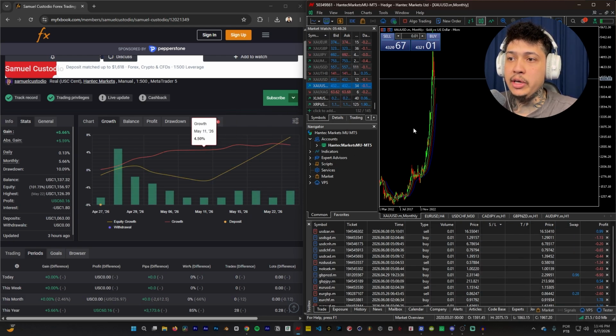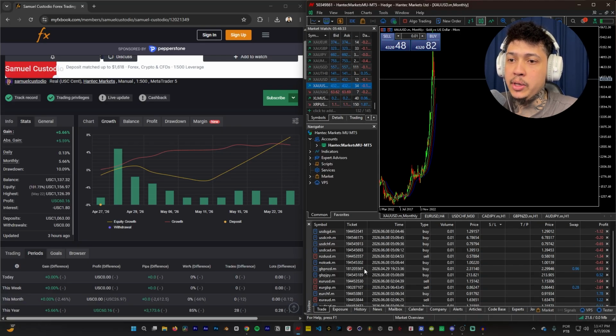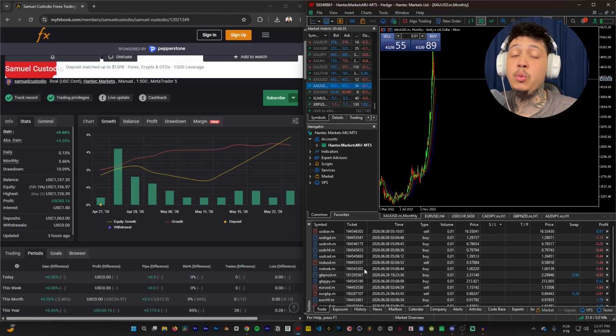On the right side I have MT5. This is a real account. It's a Cent account, but it's pretty much mirroring at least one of the strategies that I'm using in one of my other accounts. In this account I'm using a Cent account, but it's the same thing.